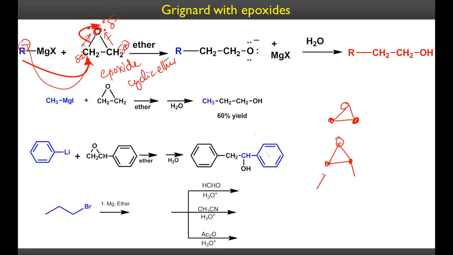This position is less hindered than this position, and then you have to pick one of the two positions, or the Grignard reagent would probably go to the less hindered position, and as a result you get a different type of product. But here it's symmetrical, so either it attacks here or here, it doesn't matter. But in this case, if it attacks here, then you get a different product than if it were to attack at a less hindered carbon.